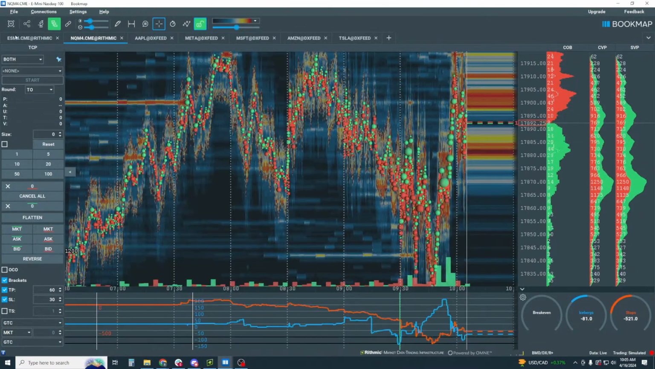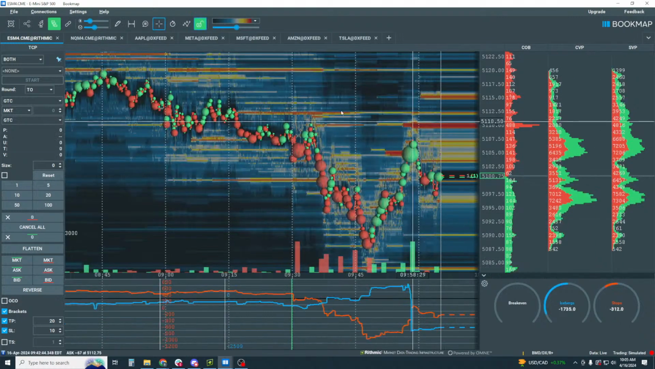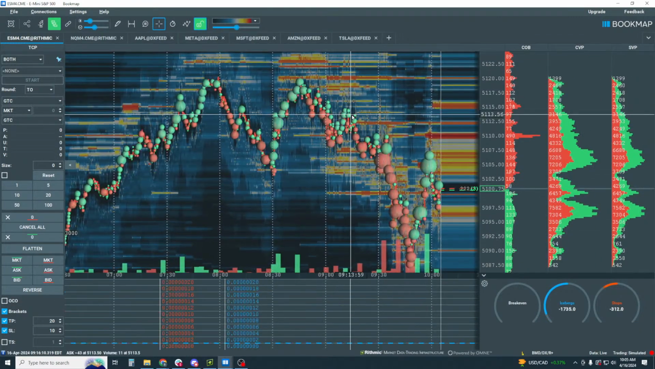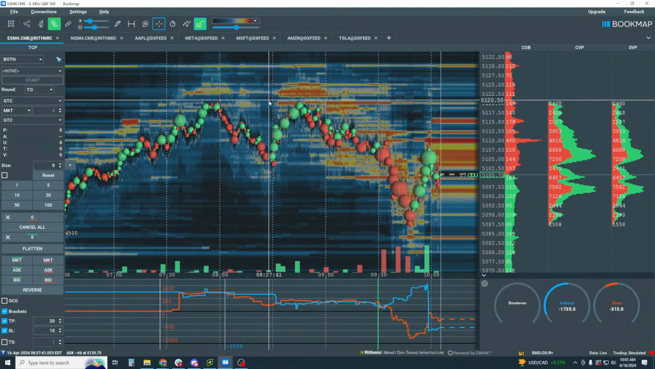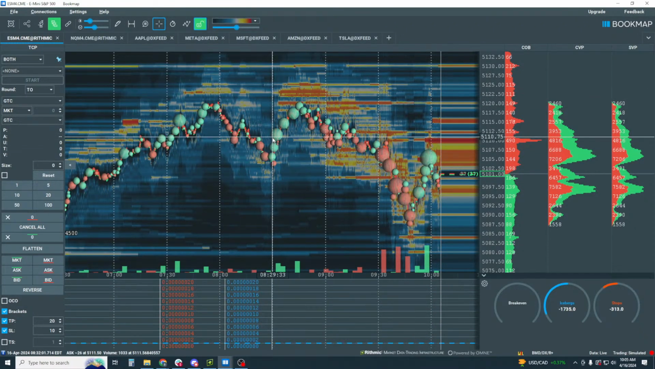All right, let's jump into the market. Let's take a look and see what's going on. Looking at the S&P E-mini here, what do we see? And we're going to go through our top-down approach.